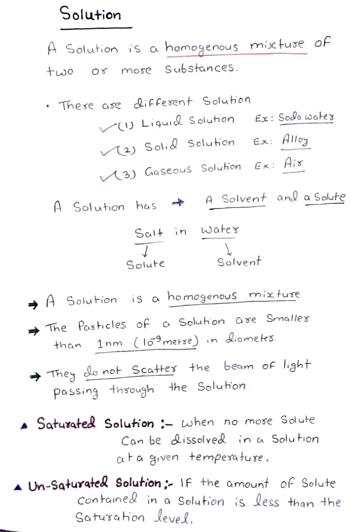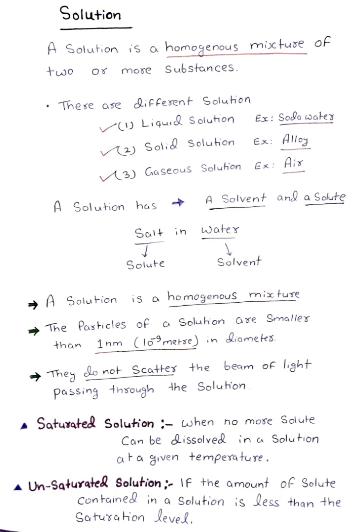Now there is a term, solution. What is a solution? A solution is a homogeneous mixture of two or more substances. There are different types of solutions. Liquid solution, example is soda water. Solid solution, example is alloy. Gaseous solution, example is air.